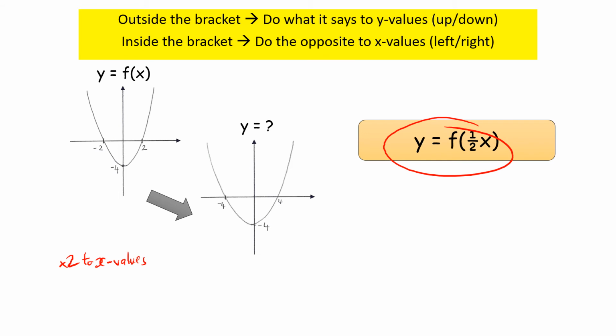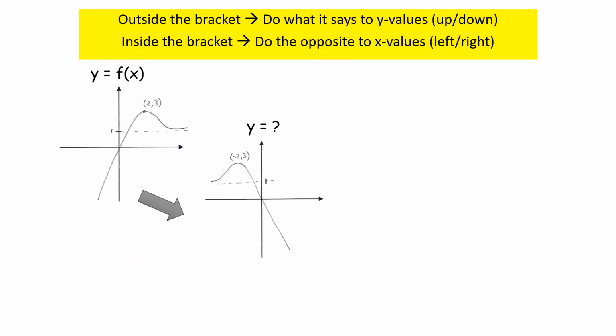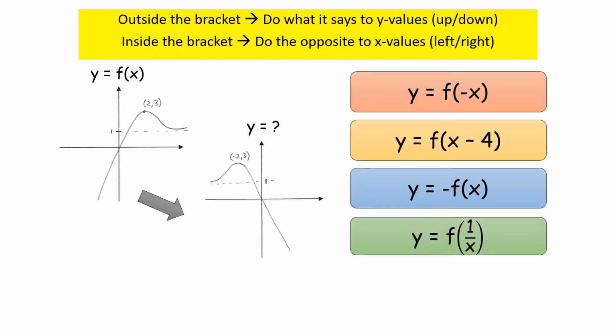Okay, 2 more. What's happened to this graph? It's obviously flipped in some way. Here are your options. So what we have here is a reflection. Specifically, we've got a reflection in the y-axis. Another way we can think about it is that we multiplied all of the x values by -1. So the thing that you're going to use for this one is -1x inside the bracket.